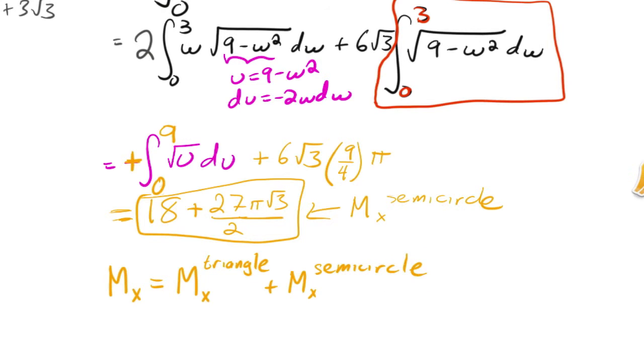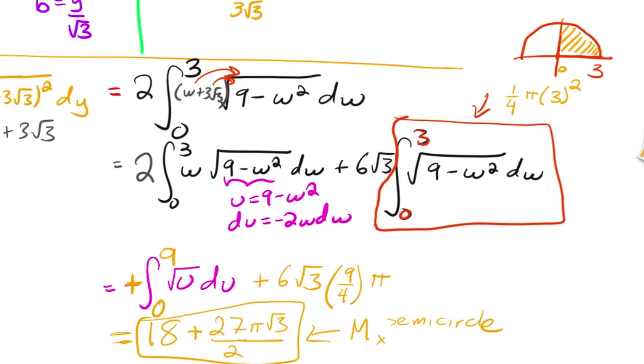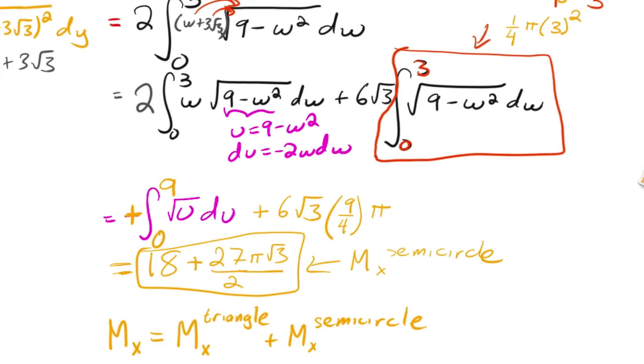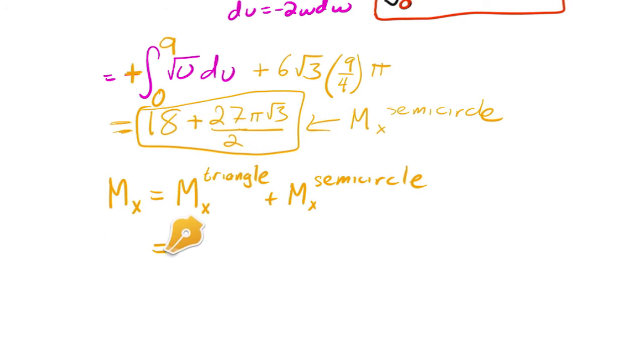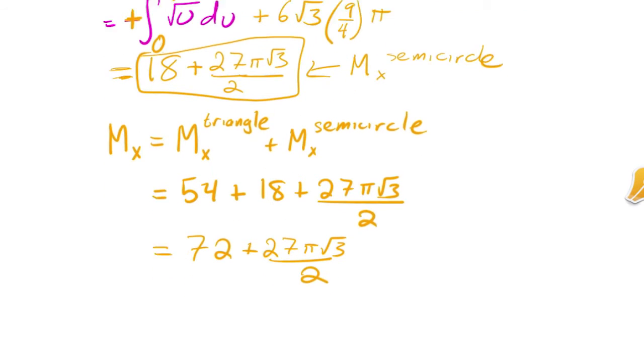And then we had the one for the triangle. If we go back here, that was 54. So 54, and then plus the moment for the semicircle, that's 18 plus 27 pi root 3 over 2. And so this is 72 plus 27 pi root 3 over 2.